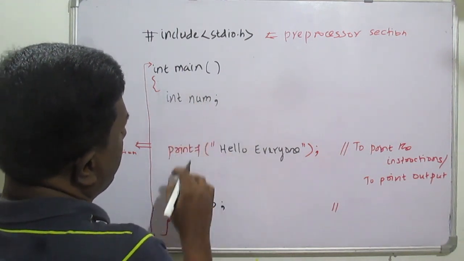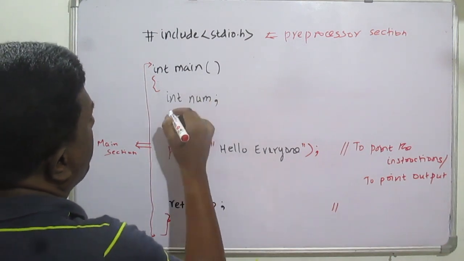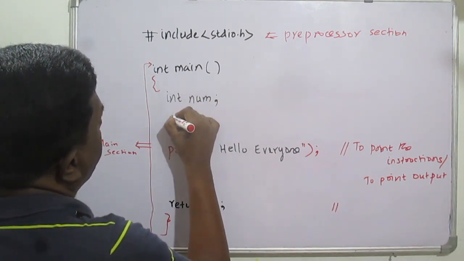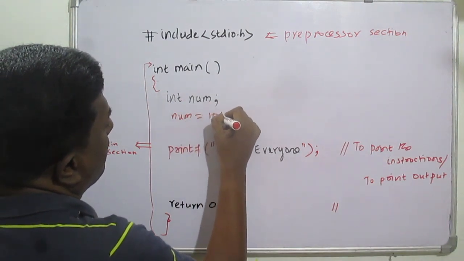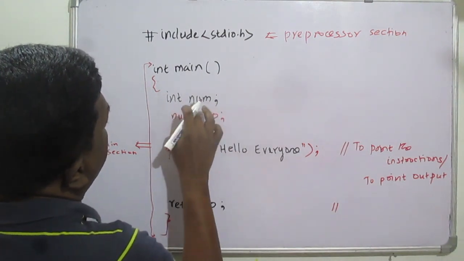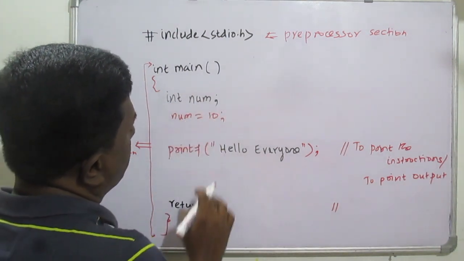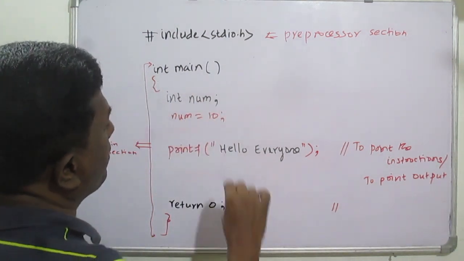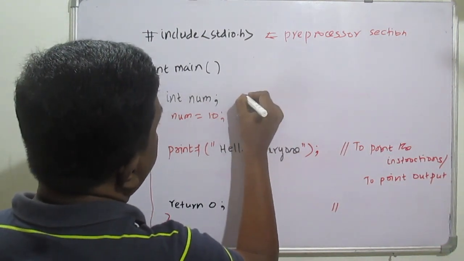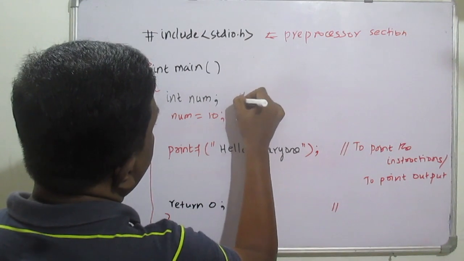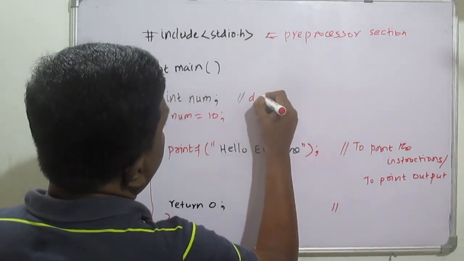So for this, we can just do the declaration. So num, okay, we have declared. Then in the next line we can say num equal to 10. So this is called declaration. This is called initialization. Okay. So in this program, this one we can say is the declaration.